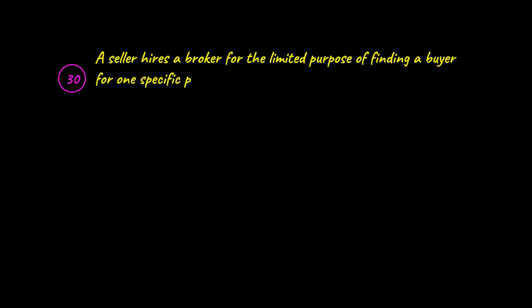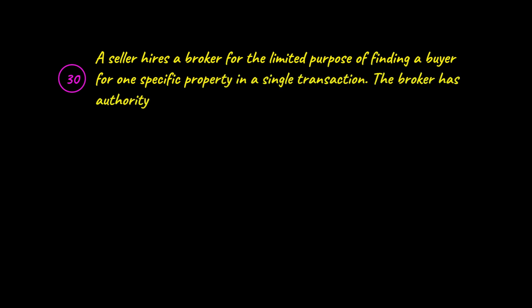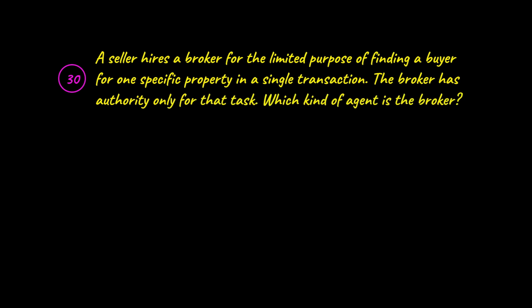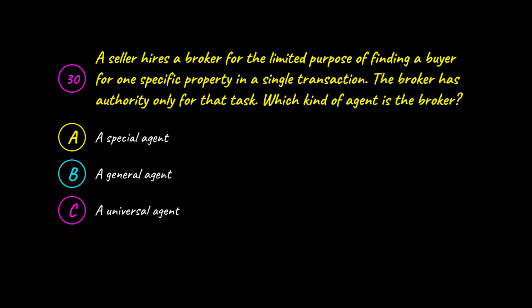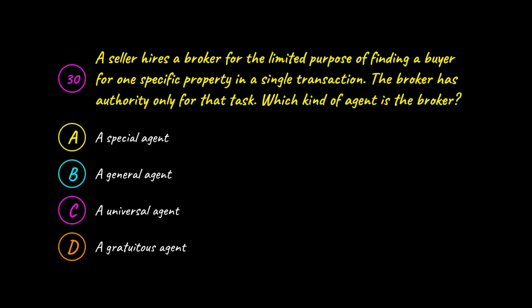Question 30. A seller hires a broker for the limited purpose of finding a buyer for one specific property in a single transaction. The broker has authority only for that task. Which kind of agent is the broker? Your options are A. A special agent, B. A general agent, C. A universal agent, D. A gratuitous agent. Which would you go with? Lock it in before the reveal.